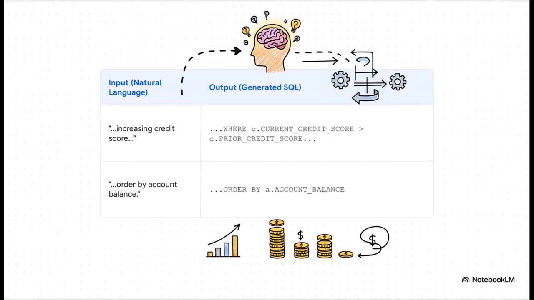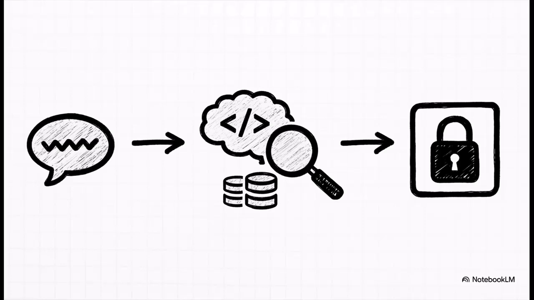That simple English sentence gets sent to the AI engine. And look at this. It correctly figured out that increasing credit score means the current score has to be greater than the prior score. It understood the sorting request. And then it automatically wrote the complex SQL query to find exactly what you asked for, all from one sentence. So think about that. In just a matter of seconds, the AI understood your request, wrote the code, ran the search across who knows how many tables, found the matching data, and then locked it down just for your test. The entire complex process, just handled by one simple sentence.